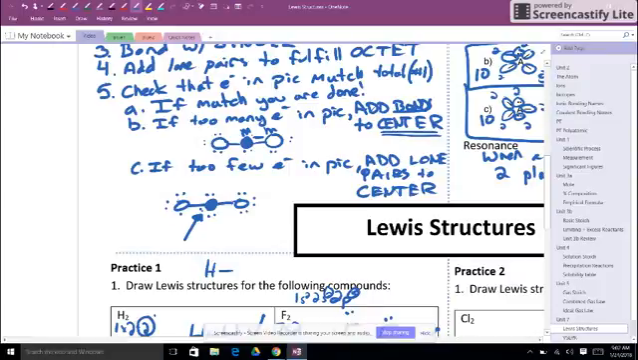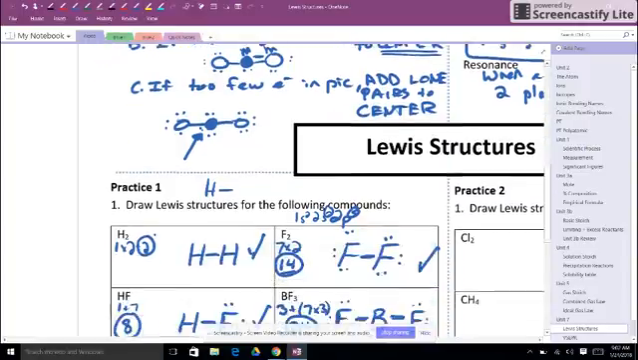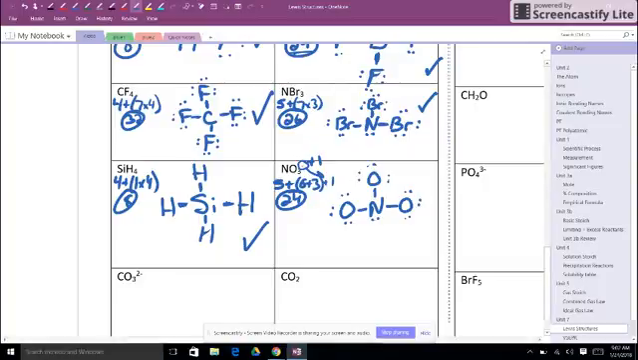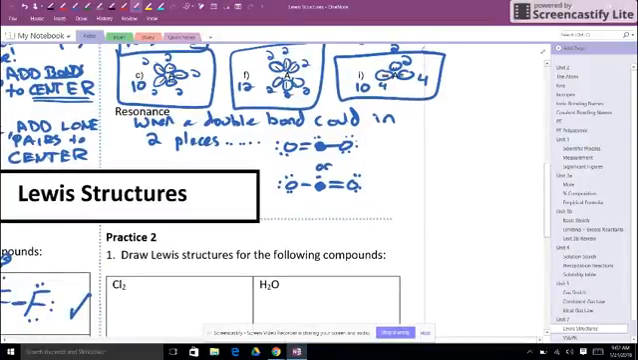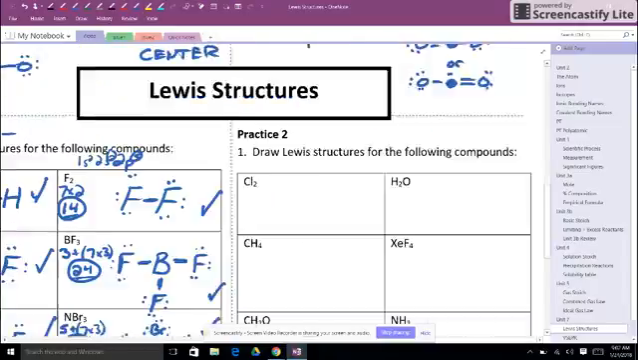Now, if there are too many electrons in the picture, we're going to add bonds to the central atom. And as we said in class, when you add a double bond, you are going to erase 2 lone pairs, one from each side of the bond, because the bond will take care of more of the shared electrons now. It doesn't matter where we add this double bond, because we're going to think of the concept of resonance. When a double bond could exist in 2 places, it's actually flipping between all these places. So it doesn't matter where we put it.